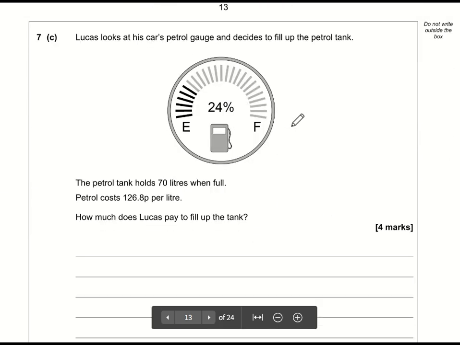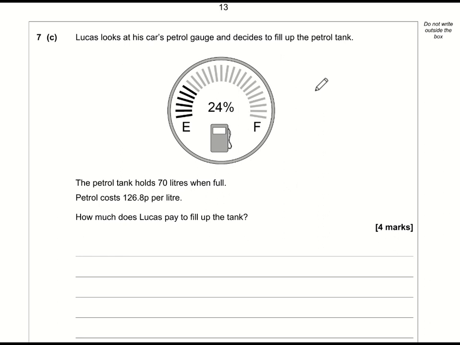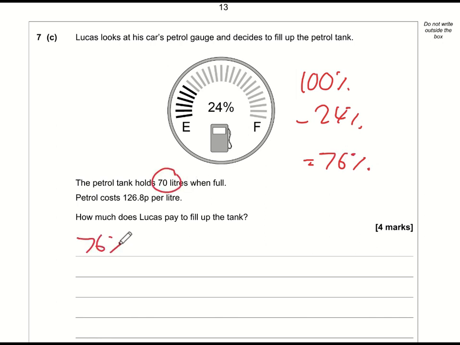Okay, Lucas looks at his car's petrol gauge and decides to fill up the tank. So notice it's not completely empty, it's 24%. So therefore he needs to put in 100% take away 24%, which is 76%. Now the capacity is 70 litres, so what is 76% of 70? The calculation is 0.76 multiplied by 70.